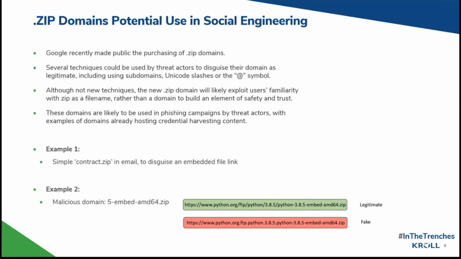Example 2 starts to mimic legitimate URLs by using subdomains of the purchased domain. We see here the legitimate Python zip download at the top in green, and the crafted URL is from a purchased domain, which is the 5embed-amd64.zip. Here, potentially a threat actor would create subdomains of that initial domain to mimic that legitimate domain. Of course, the visual difference between the two is the lack of slashes in this case.